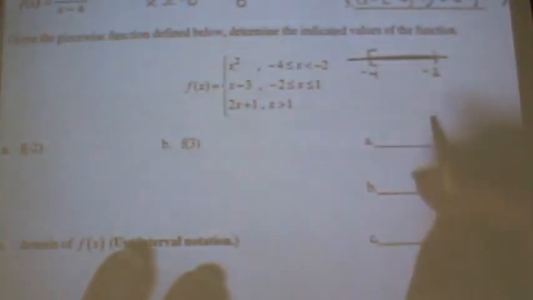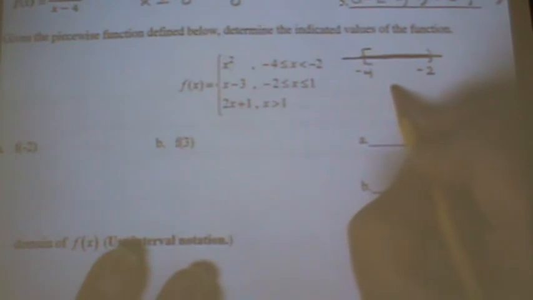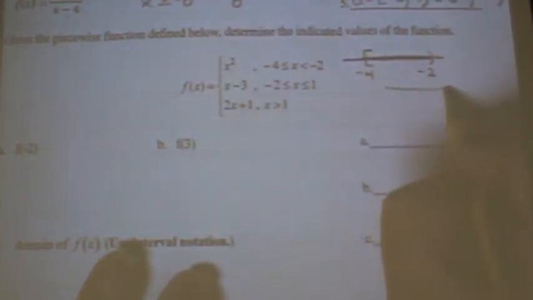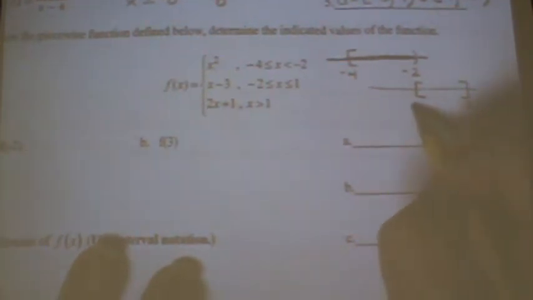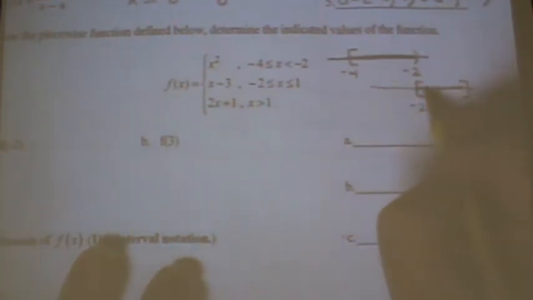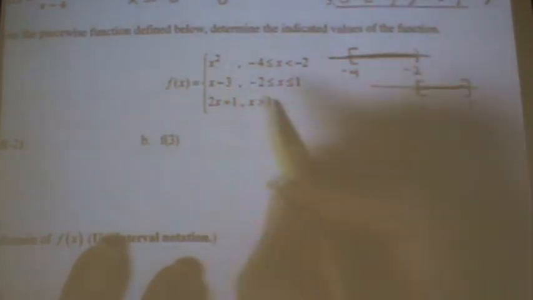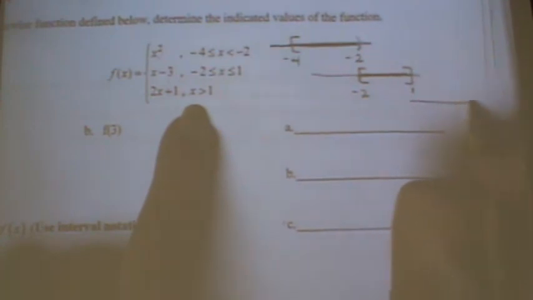That top one. If it's between -2 and 1, you use that one. And if it's bigger than 1, you use the bottom one.